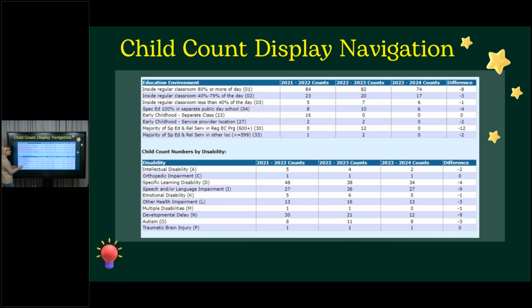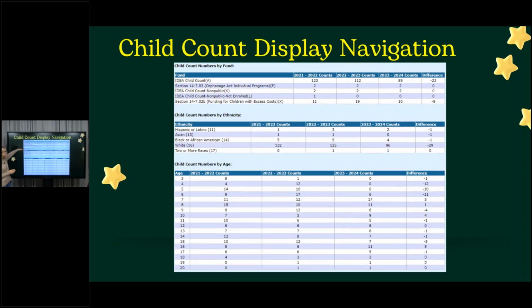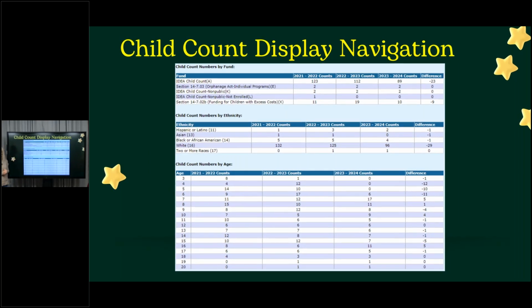You're also going to see numbers by disability, and if you continue to scroll down the screen, you'll see a breakdown by fund, ethnicity, and age. So I think that the first grid is the most helpful, but that doesn't mean that you're not going to find these other areas useful also.